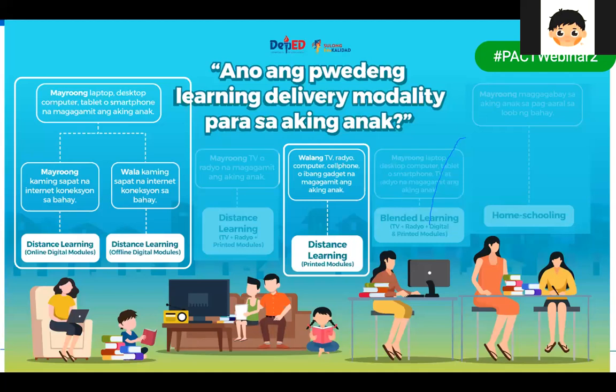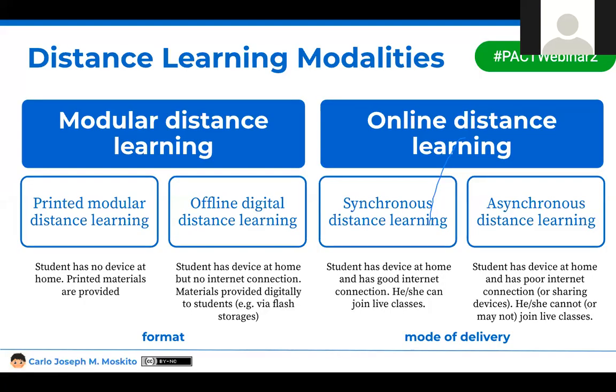And DepEd actually provided a good flowchart on what is the difference between the three distance learning modalities. So if you have good internet, you have devices, you go to the online distance learning. If you don't have internet at home, but you have devices, you could go for the offline one. But if definitely you don't have any devices, you don't have internet, then you go to the printed one. So these are the differences between the modular distance learning, the format, and the online distance learning, the mode of delivery.